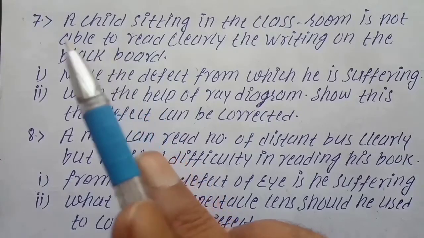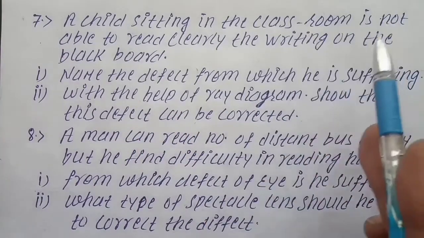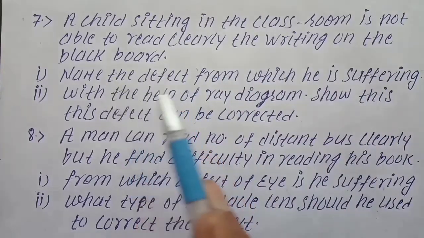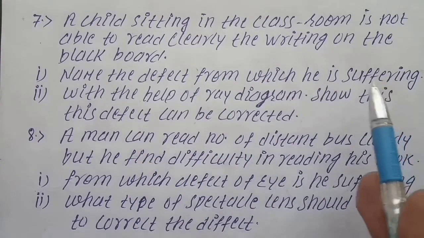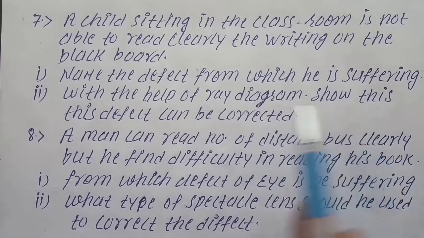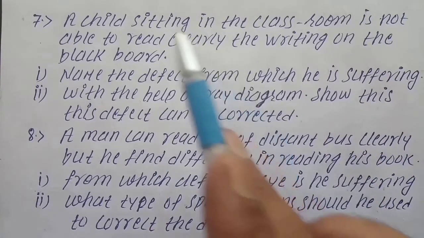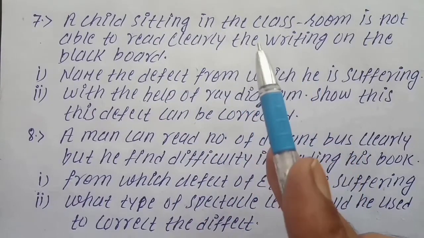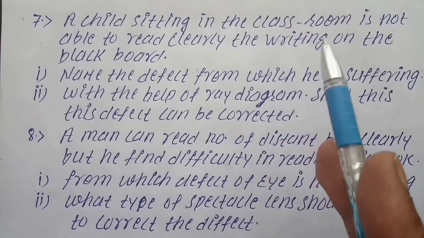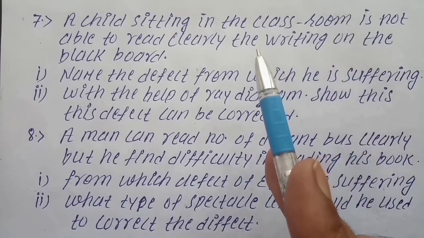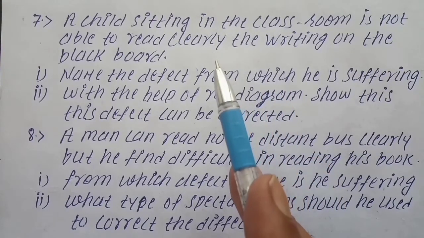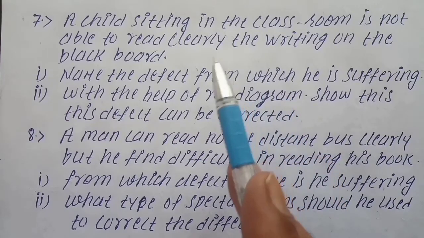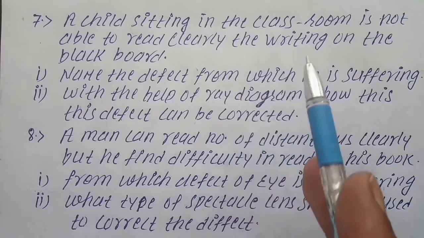Next is, a child sitting in a classroom is not able to read clearly the writing on the blackboard. Name the defect from which he is suffering. With the help of ray diagram, so this defect can be corrected. Since this child cannot see writing on the blackboard, means he cannot see long distance object, but in this case he can see short distance object, means short sightedness or myopia. So this child is suffering from myopia, which can be corrected by using spectacle containing concave lens.